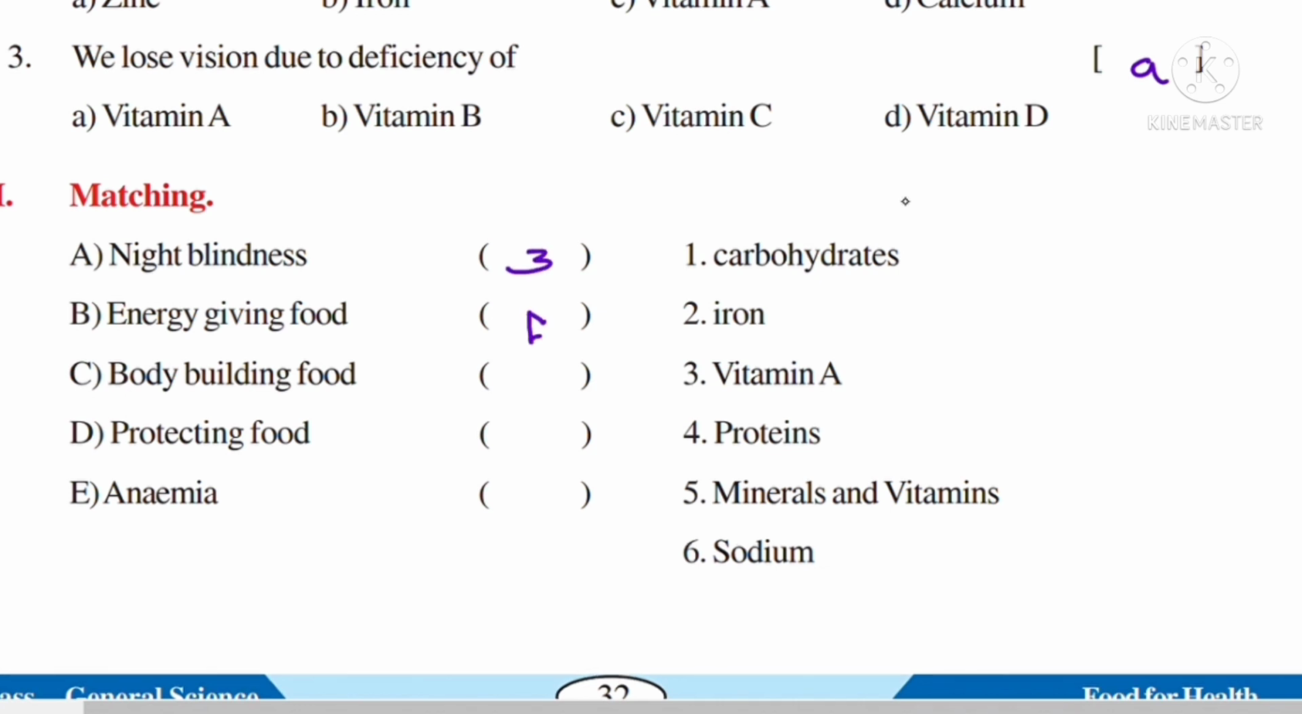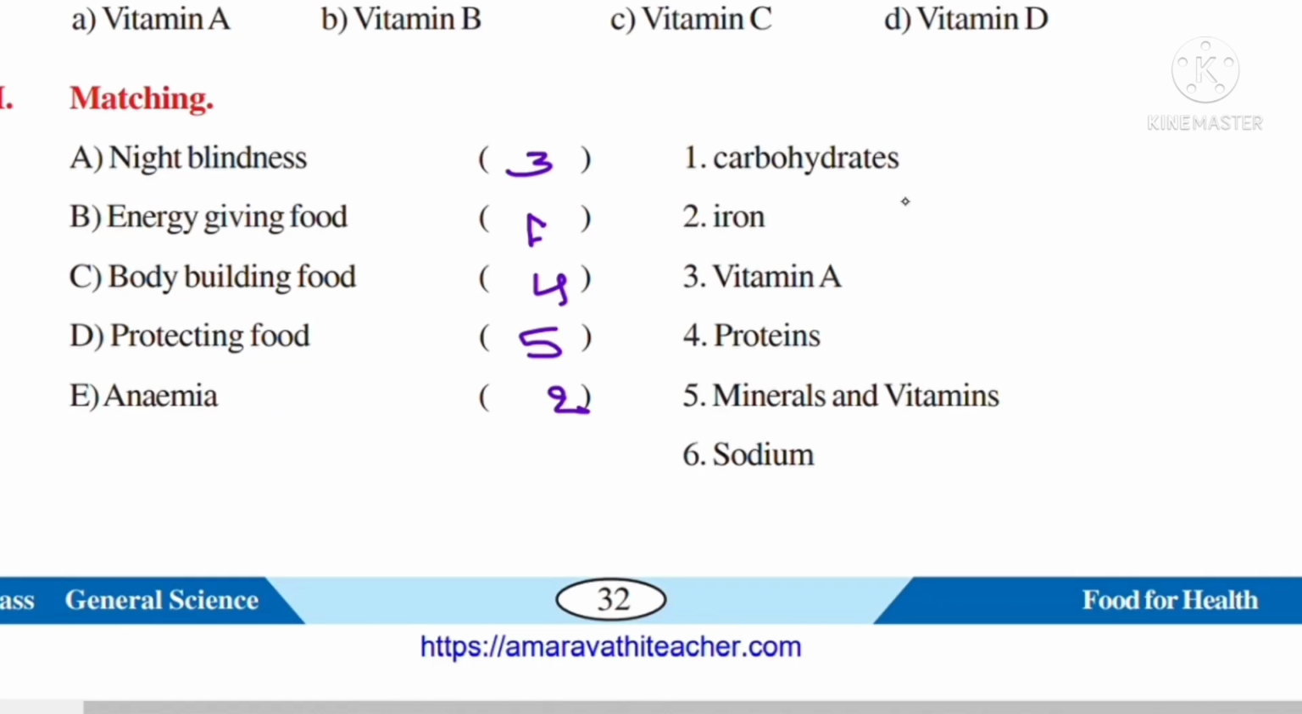Body building food is proteins. Protecting food: minerals and vitamins are called protecting food. Anemia, iron. So deficiency of iron leads to anemia.